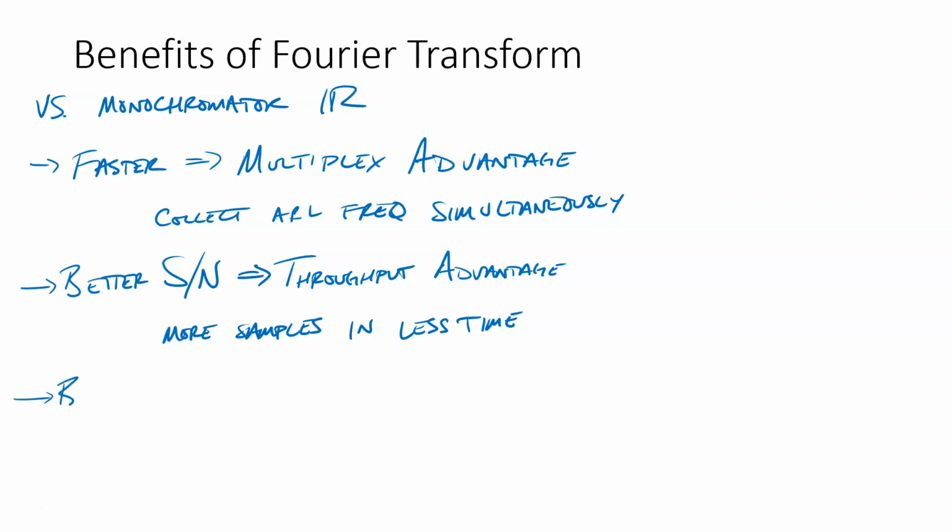The last is we actually end up with better resolution. The prisms that were made for dispersive IR instruments did not have great resolving power, and so the Michelson interferometer, which we'll discuss in the next slide, has a much better resolving power, and we're more able to see those small peaks or those closely neighboring peaks.